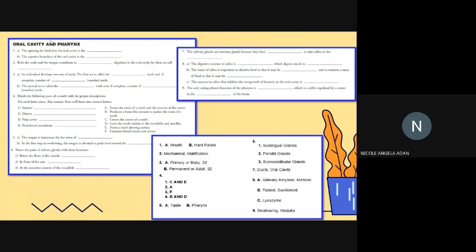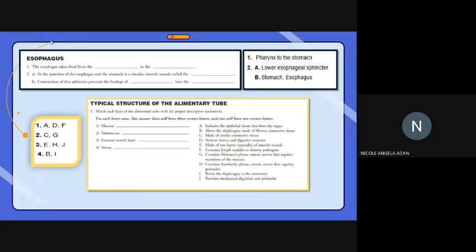Next is number 9. The only eating-related function of the pharynx is swallowing, which is reflex regulated by a center in the medulla of the brain. Stomach. Number 1. The esophagus takes food from the pharynx to the stomach. Number 2. At the junction of the esophagus and the stomach is a circular smooth muscle called the lower esophageal sphincter. Next is B. Contraction of the sphincter prevents the backflow of stomach contents into the esophagus.